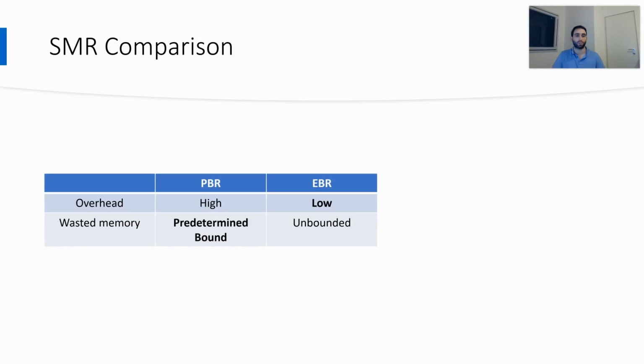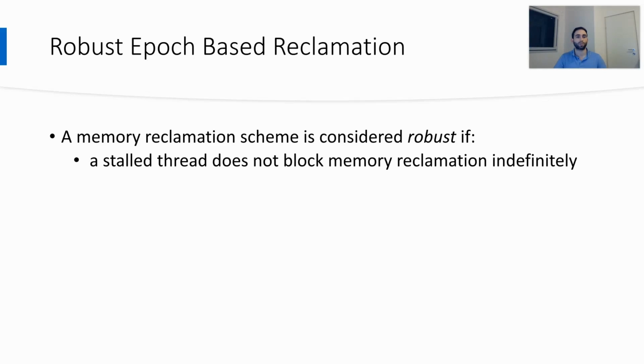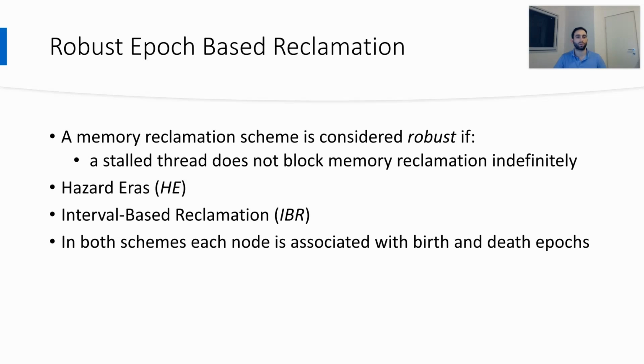Okay, so let's sum up. Epoch-based reclamation imposes low runtime overhead due to a single memory fence per operation, but it cannot bound the wasted memory. Robust epoch-based reclamation schemes are EBR schemes that are robust, which means that memory reclamation is not blocked indefinitely. Hazard eras and interval-based reclamation are two examples of robust EBR schemes.